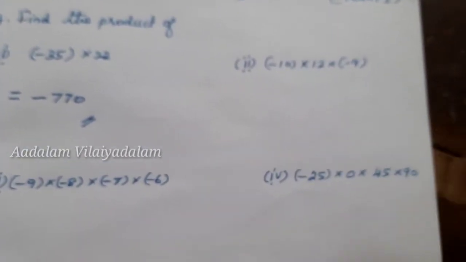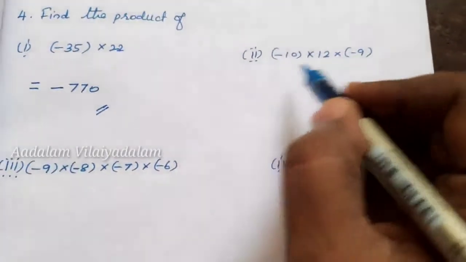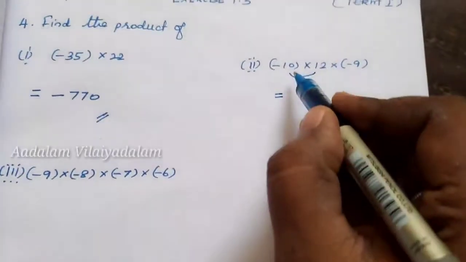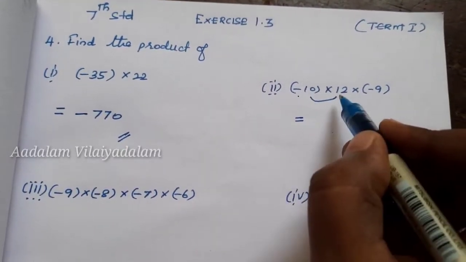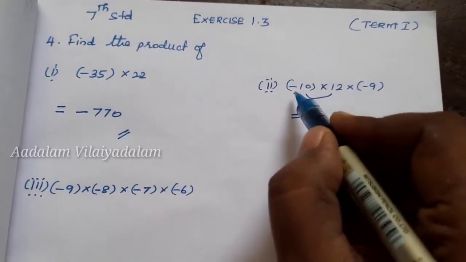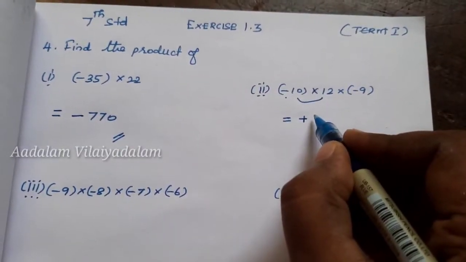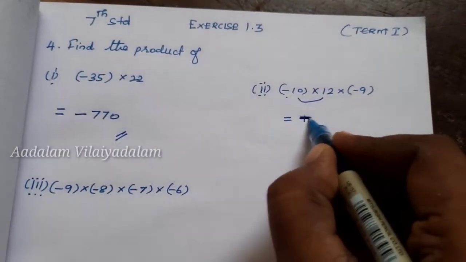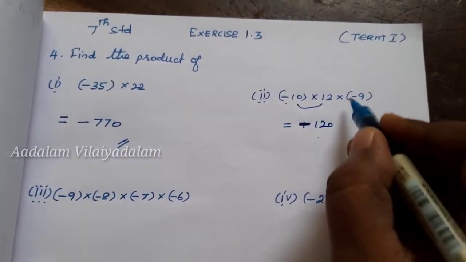That is the answer. What is the second subdivision? Here you see 3 integers are given. Therefore, you have to multiply the first 2 integers. First, you need to multiply the signs. Minus into plus; here there is no sign given. Sorry students, minus into plus you will get minus. And 10 12s are 120.